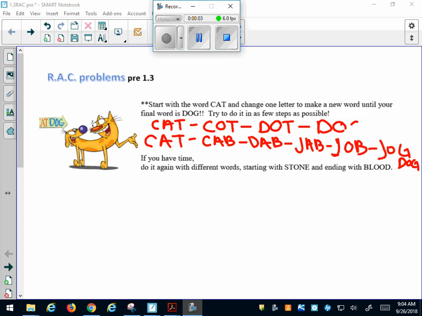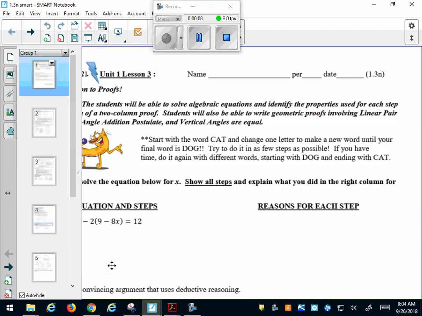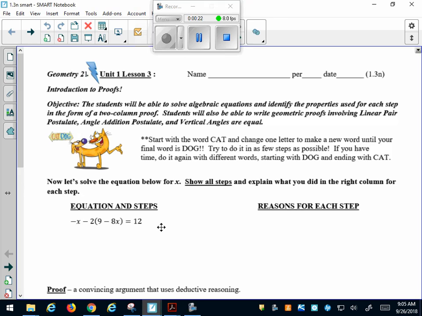Okay, so we started with this activity, change one letter at a time, to get us the message that when we do proofs, we really have to break down our reasoning into one little step at a time. So when we do proofs, we're going to start with algebraic proofs because you already know algebra. It gets your feet wet with the whole proof process with something you already know how to do. And then we're going to start doing geometric proofs.